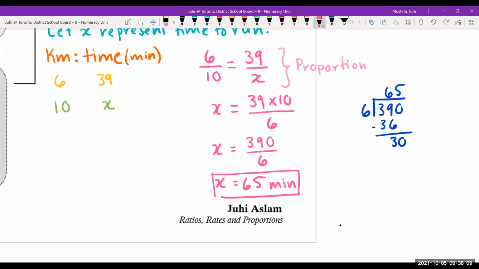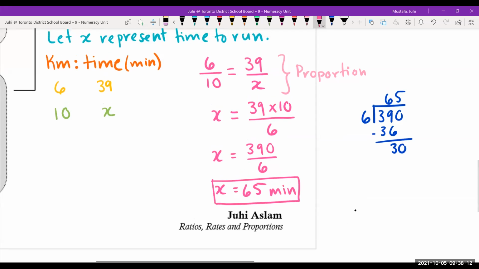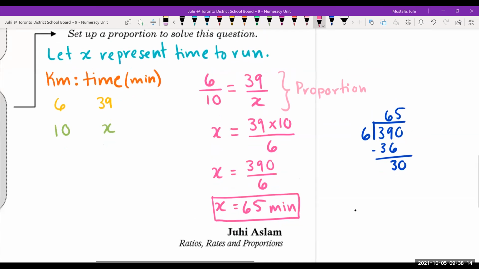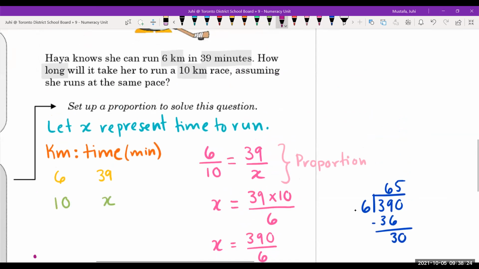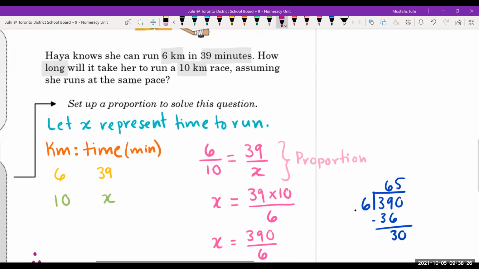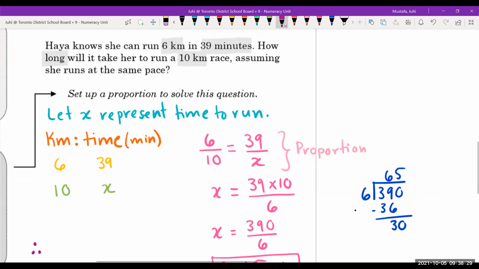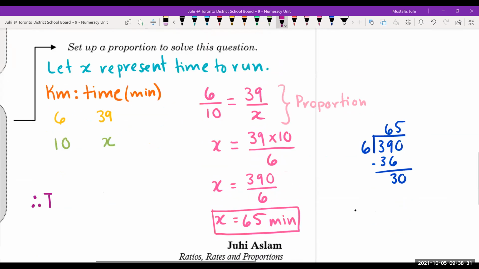Yep. And then to finish off this question, we need a therefore statement. Your therefore statement should basically answer the question that was presented to you. So the question that was asked was, how long will it take her to run a 10-kilometer race? So we would say, therefore, and you don't have to write exactly what I'm writing, whatever you want. It would take Haya 65 minutes to run the race.